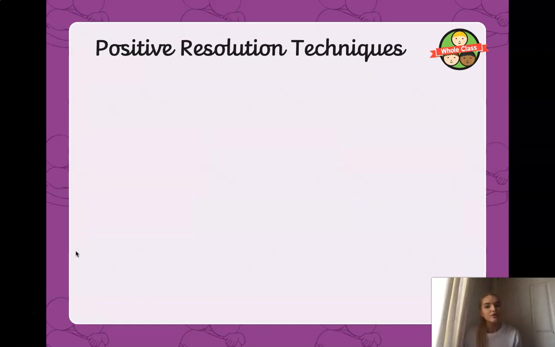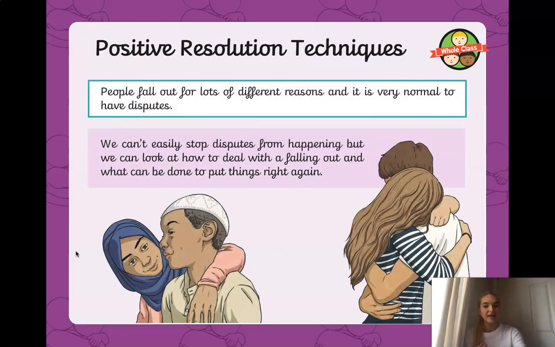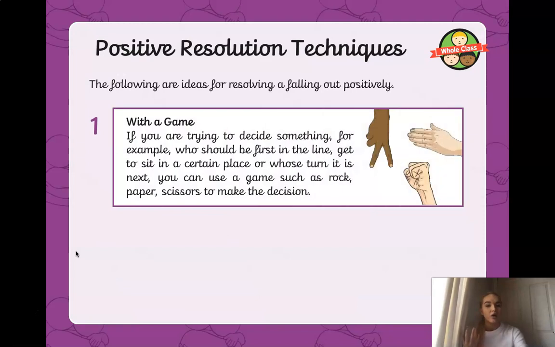Now I'm going to talk you through some positive resolution techniques. There are 4 of them that you can do maybe next time you might have an argument with your friend, because remember, it's completely normal to have conflicts with friendships because a good friendship is never perfect all the time. But I'm going to talk you through some positive resolution techniques that might help you the next time you get in some conflict with your friend, if you do. So the first technique is with a game.